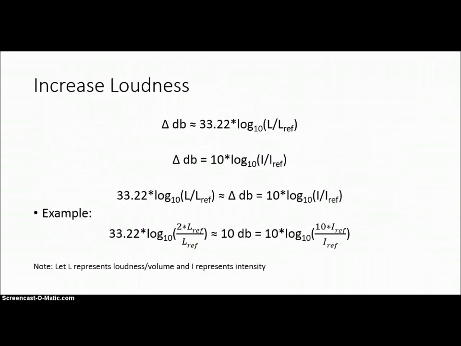Okay, so given that, in terms of loudness, what we're saying is that if we take some reference song and say it's X loud, and then we increase or decrease that loudness and form a ratio between the reference loudness and the second loudness, and then take log base 10 of that and multiply by 33.22, we would get some value in decibels that represents the change in loudness.